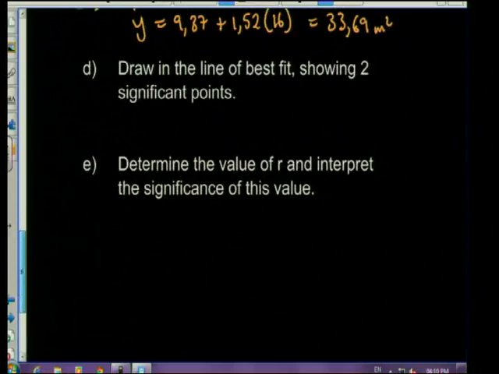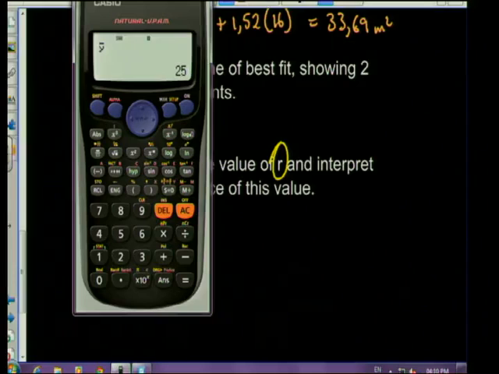Now the final part of this question says determine the value of r. Now r was that other variable that's on your calculator, so we're going to go and find it. So let me pull it up, let me work out the value, and then we're going to interpret what r means. Okay, so we'll go back in the calculator.